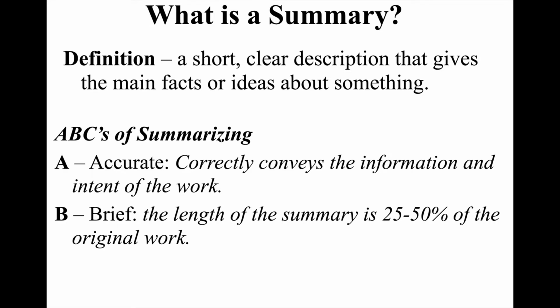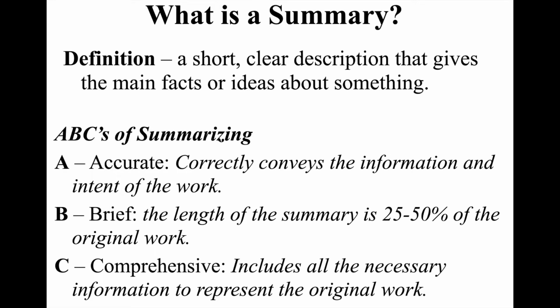Our B is brief. So we want the length of a summary to be about 25 to 50% of the original work, depending on how long that original work is. We want to make it as short as we can, while still making sure that we have everything that we need in it. And our C is comprehensive. And that might seem contradictory to brief, but comprehensive doesn't mean long. It means that it includes all the necessary information to represent that original work. So we want it to be as short as we can, while making sure we include everything that needs to be there. And then we want to represent it in the way that it's intended. So accurate, brief, comprehensive. And you'll get a rubric that kind of outlines what I'm looking for.